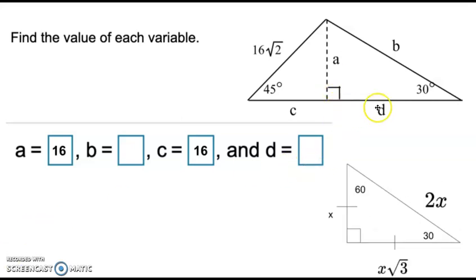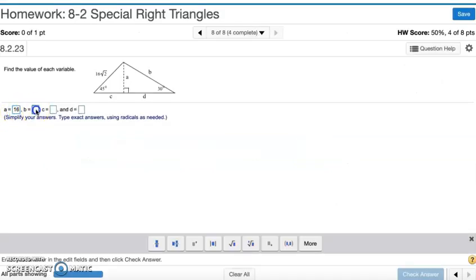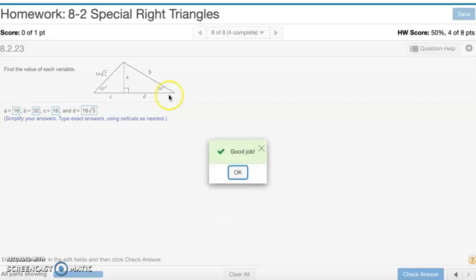Looking at the 30, 60, 90 triangle, the smallest side is going to be A, which is 16. So the next smallest will be 16 radical 3, which will be D. And then B will be 16 times 2, which is 32. So let's type those in. So we have 16, 32, 16, and 16 radical 3. And that's number 8.